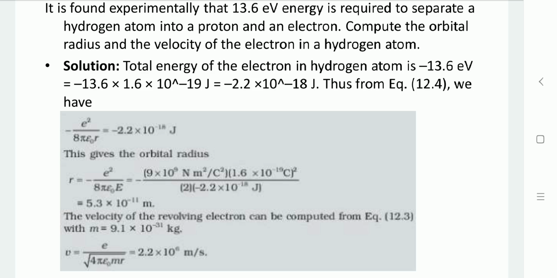Now, if we want to calculate the velocity of the electron revolving in this orbital path, we have m equal to 9.1 into 10 raised to minus 31 kilogram, which is the mass of the electron. So, in the equation mv square by r, make v the subject of the formula and substitute these values, so v equals e divided by the square root of 4 pi epsilon 0 m r. By substituting all the values, we get the velocity of the electron as 2.2 into 10 raised to 6 meter per second. Clear?